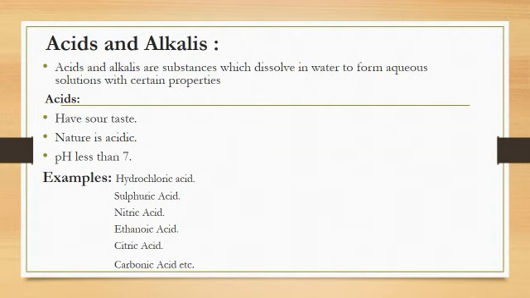Acids and alkalis. Acids and alkalis are substances which dissolve in water to form aqueous solutions with certain properties. Acids have a sour taste and their nature is acidic, and they have pH less than 7. Here are some examples of acids: hydrochloric acid, sulfuric acid, nitric acid, ethanoic acid, citric acid, and carbonic acid.